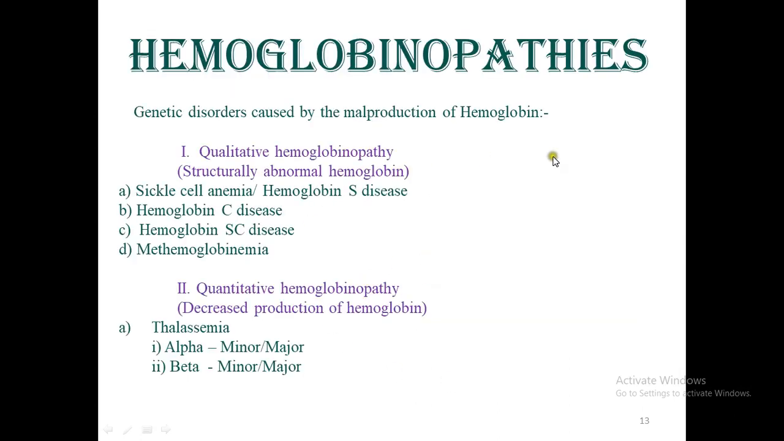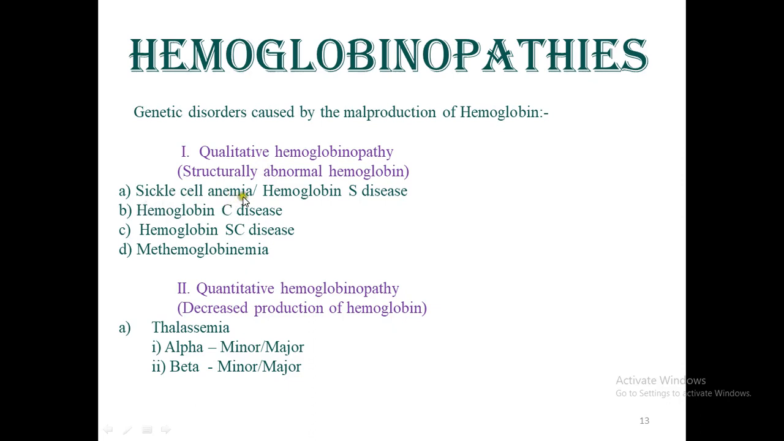So coming back to hemoglobinopathies, what is the definition? These are genetic disorders which are caused by the malproduction of hemoglobin. And as we have discussed, this malproduction could either be qualitative or it could be quantitative. Qualitative hemoglobinopathy means that the hemoglobin that is being synthesized in this patient is structurally abnormal. It does not match the normal hemoglobin, it is abnormal. And here we have the different diseases which fall in this category.